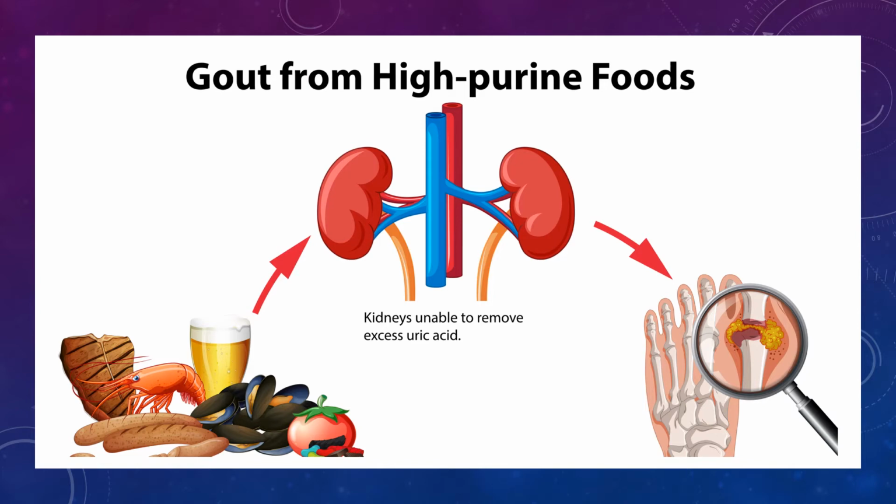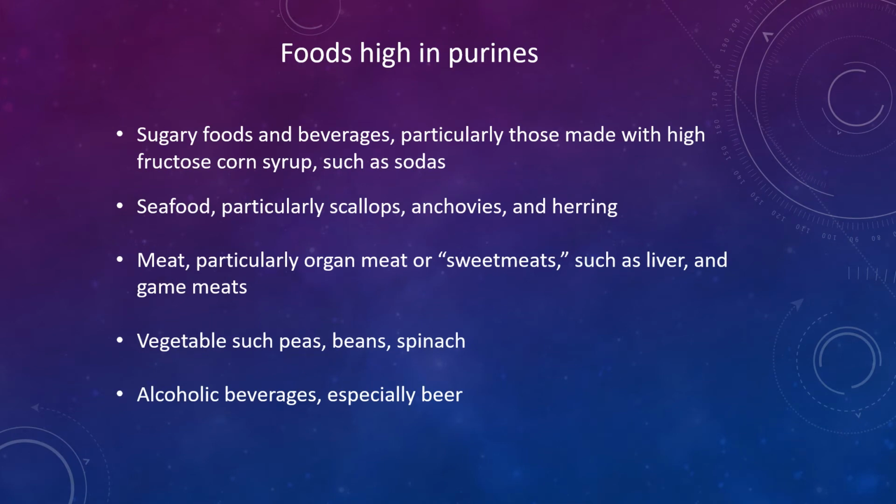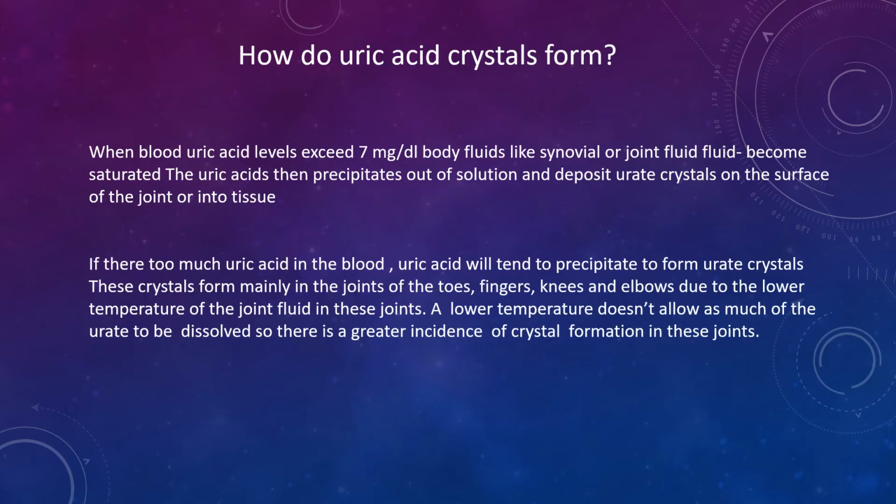This is a cartoon describing the foods on the left that we eat. If the kidneys can't get rid of it as well as they should, we end up having gout deposits in the joint. Now, what foods are high in purines? That would include sugary foods such as beverages, fructose corn syrup containing sodas, seafood, scallops, anchovies, herring, meat, sweetbreads such as liver, vegetables such as peas, spinach, and alcoholic beverages, including beer.